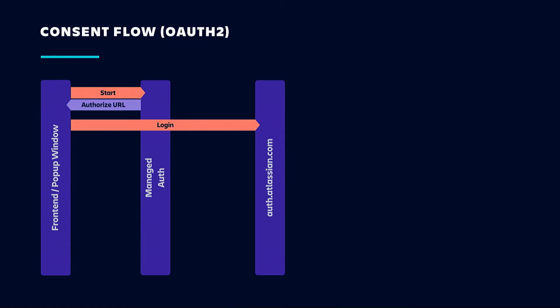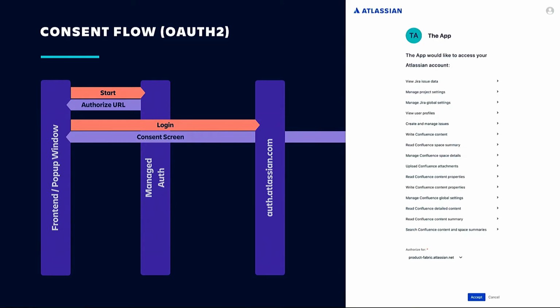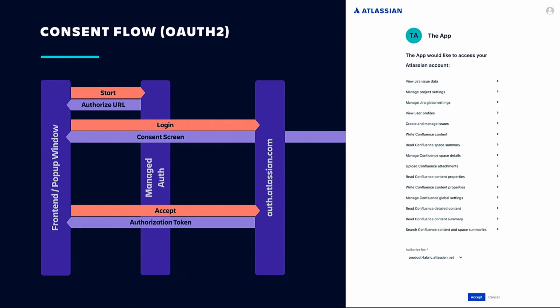You have to log in as a user. You're presented with the consent screen. You review all of that, choose your site, and from that, you get the typical authorization token. Authorization token can be exchanged to a refresh and access token. So that's all pretty standard.